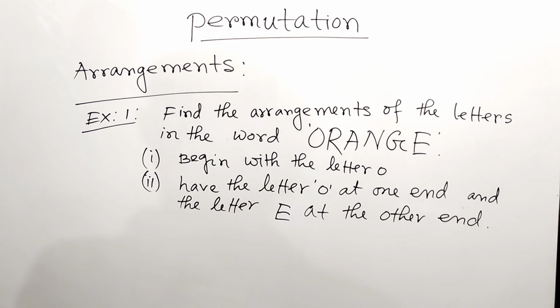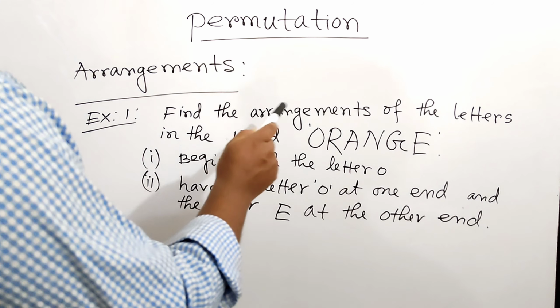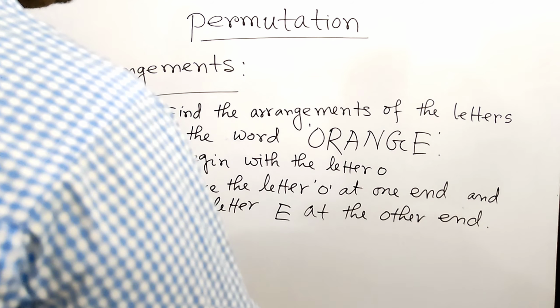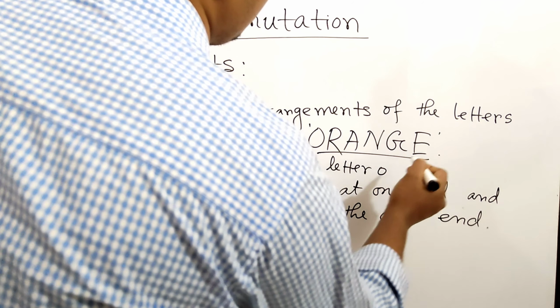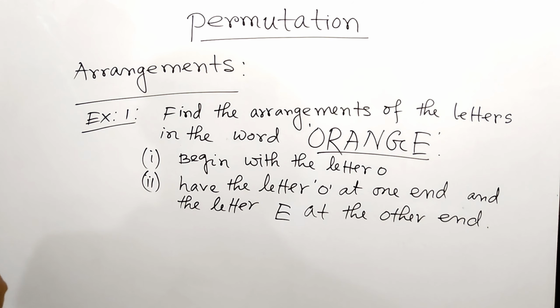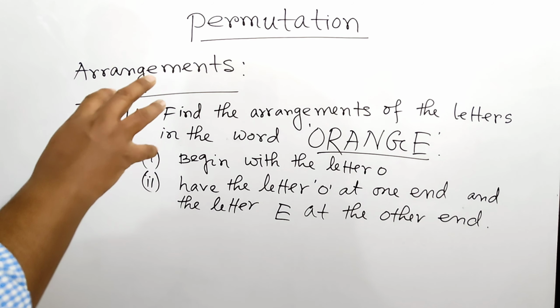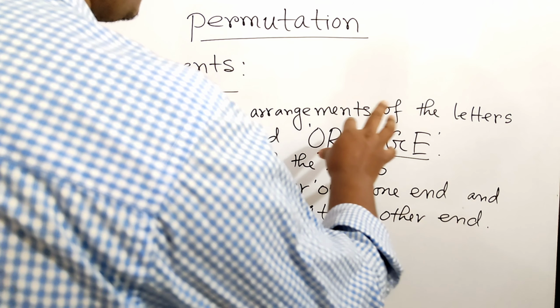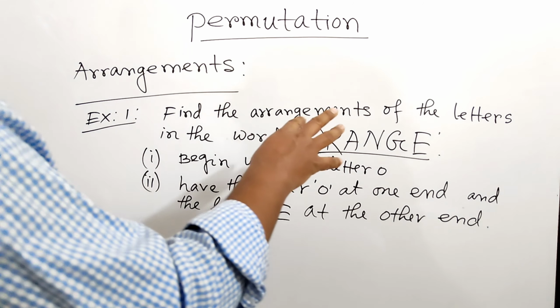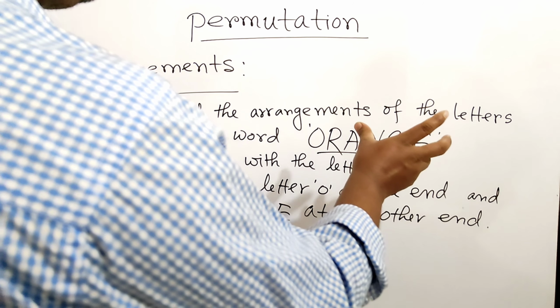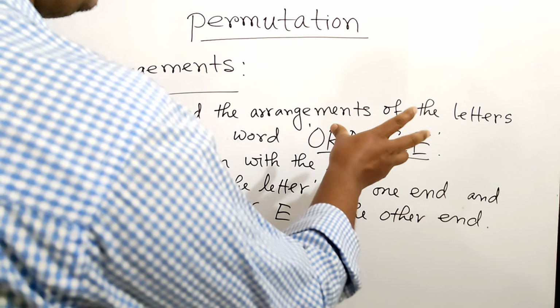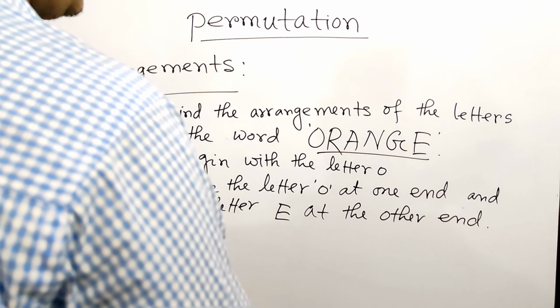Example 1, find the arrangements of the letters in the word orange. Okay, so this is our given word, that is orange. So first we need to find the arrangement of the letters in the word orange. I think this is so simple because we already know how we can arrange the letters of the given word.